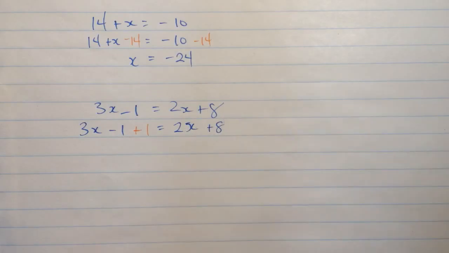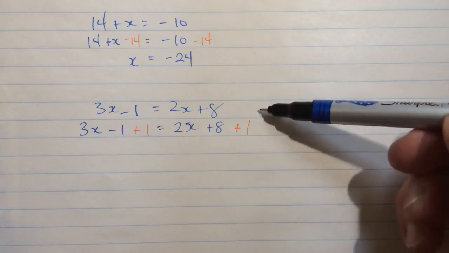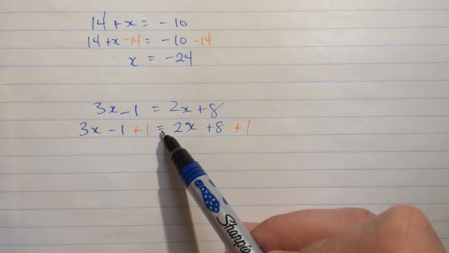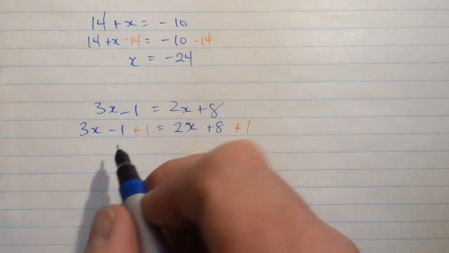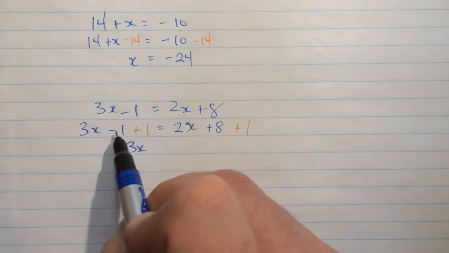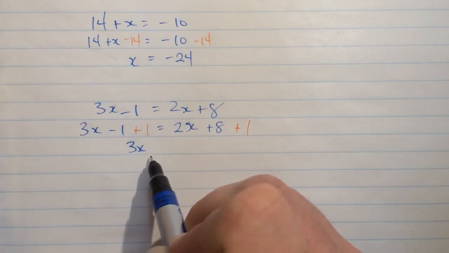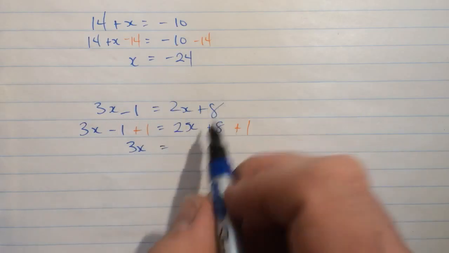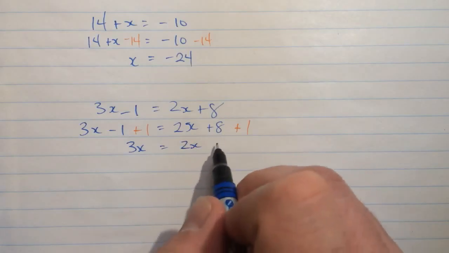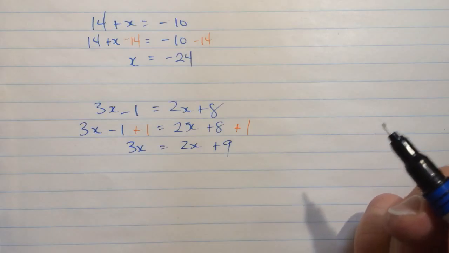2x plus 8, and then I will add 1 to this side. There we go. So these two lines are exactly the same, except I've added 1 to both sides now. So the equality is still going to be true for the same values of x. Over here, collecting my like terms, I end up with just 3x, because minus 1 plus 1 is 0, and so it doesn't affect this side. Over here, I still have 2x, and my constants added together will give me 9.